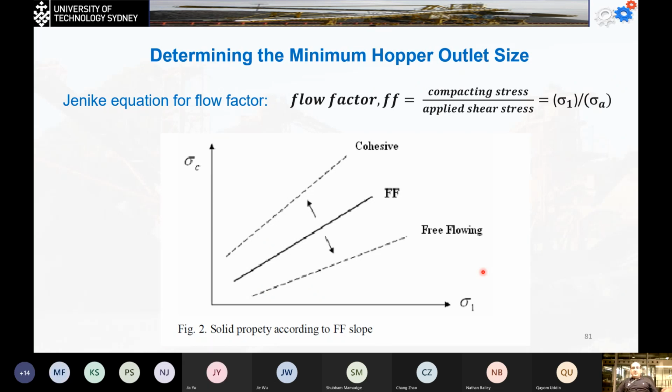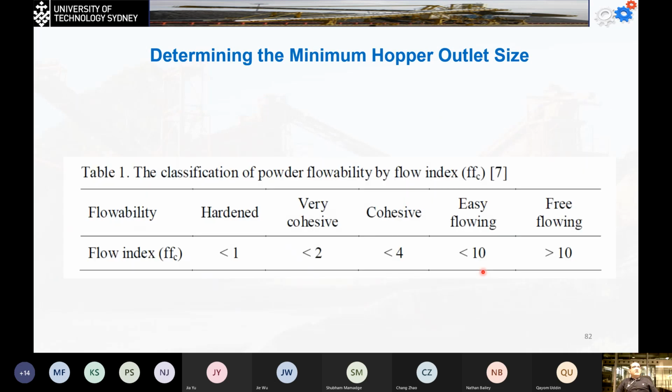Now, we explained that last week, but it's nice to repeat it once again. For the FF value, we're using this table, which helps us classify the powder flowability according to its flow index, or the FFC. So the flowability is going to be hardened if the FF value is less than 1. It's going to be free flowing if its value is more than 10. It's cohesive if the value is less than 4, very cohesive if less than 2, and easy flowing if it's less than 10.